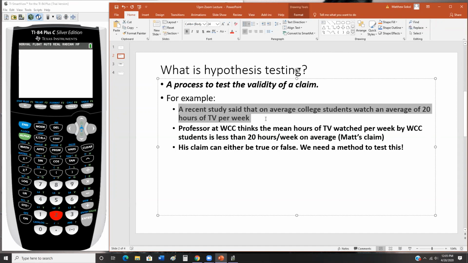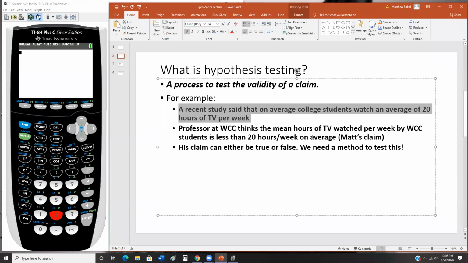Now, some students watch more, some students watch less, whatever, that's just the average. So my question for you is this: do you think WCC students watch more or less TV on average per week than that 20 hours? I'm just curious what people think in the chat. More or less? No one wants to guess? No one wants to throw out an answer?